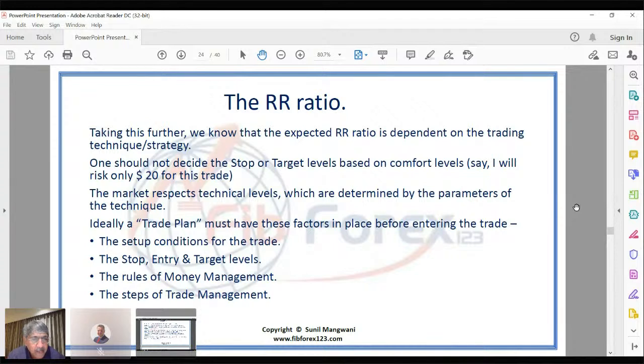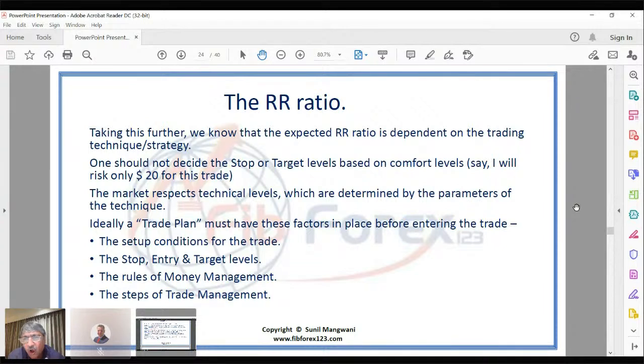Now, technique could be anything. Ideally, you must have a trade plan. Again, most of the speakers today mentioned a trade plan as a crucial part. You must have a trade plan where you have these factors in place before entering your trade. What are the setup conditions for your trade? Why am I going to enter the trade? What are the conditions? What are my stop, entry and expected target levels? Are my rules of risk management being followed on this trade? What are the steps of trade management on this trade? Now, this becomes crucial. So, obviously, you need to be prepared. Obviously, you need to have a technique before.